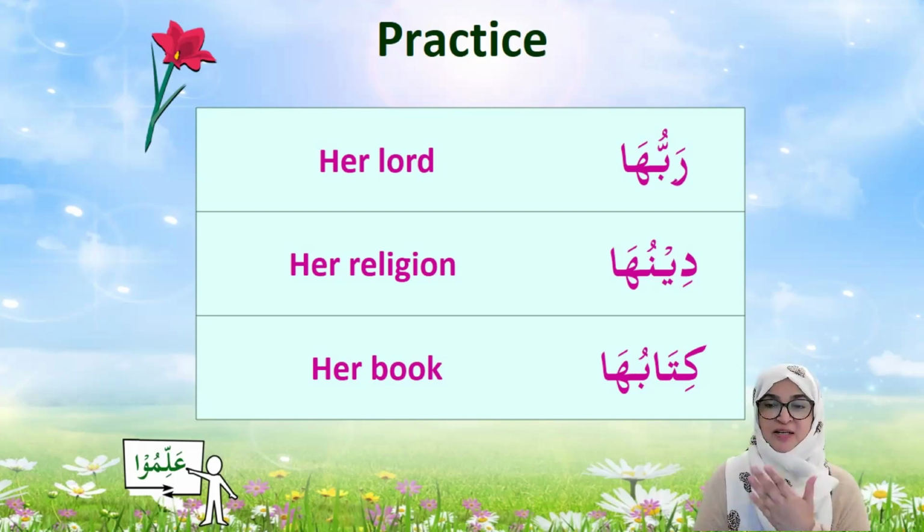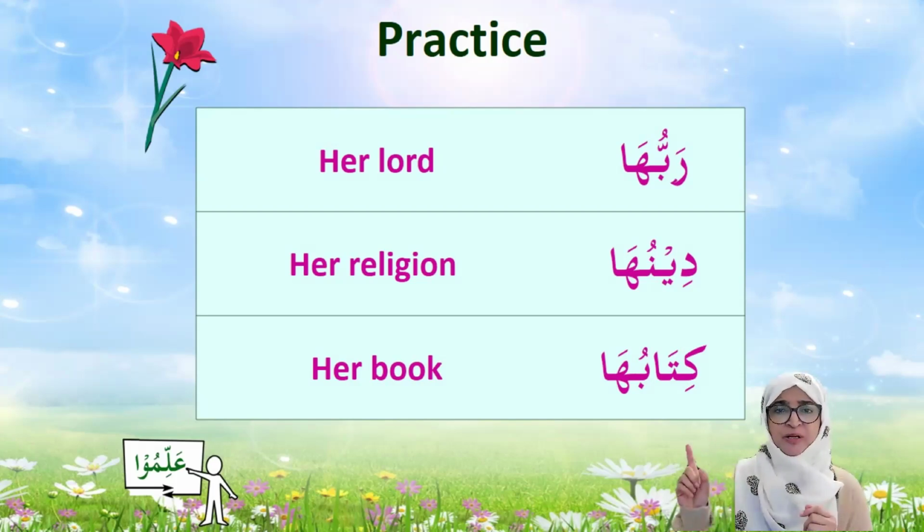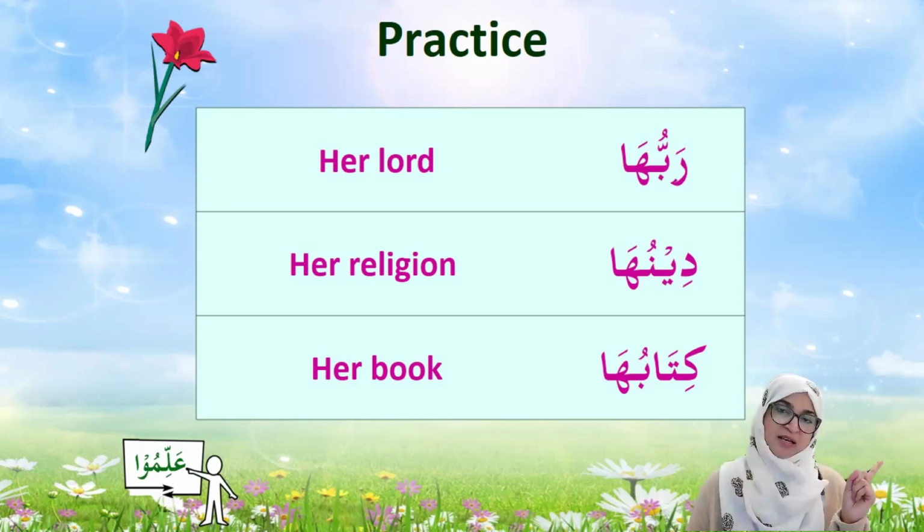Okay, now I'm going to ask in Arabic and you give me in English. Rabbuha, her Lord. Dinuha, her religion. Kitabuha, her book. Very good. Now I will say in English and you will tell me in Arabic. Her Lord, Rabbuha. Her religion, Dinuha. Her book, Kitabuha. MashaAllah. So now we have learned today just by adding, we'll do a lot of practice on this also. You will get a lot of practice, so don't worry. So we've learned when it is who, it is him or his, and ha, it is her.